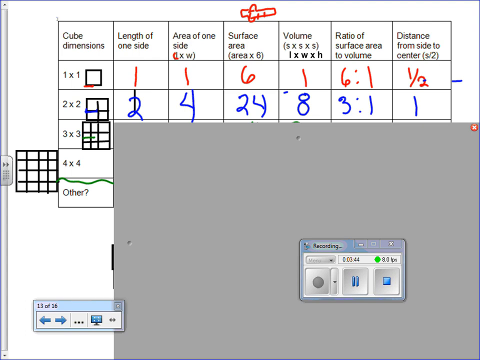The ratio is 24 to 8. There are 24 squares of paper for every 8. So we can simplify that, right? 8 goes into 24 3 times, and 8 goes into 8 once. So this is 3 to 1.